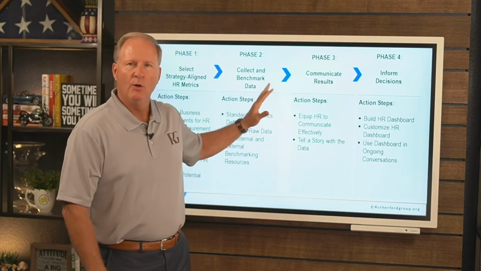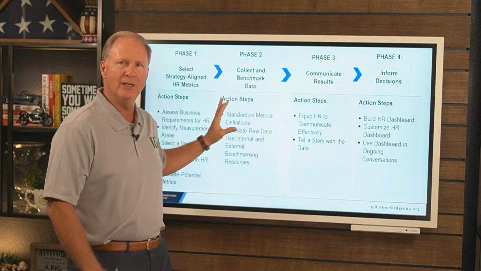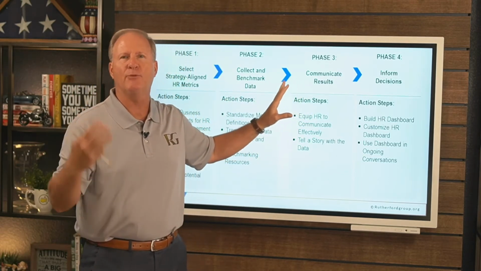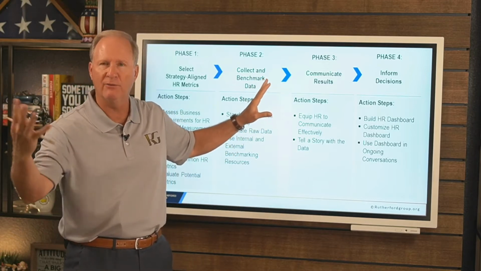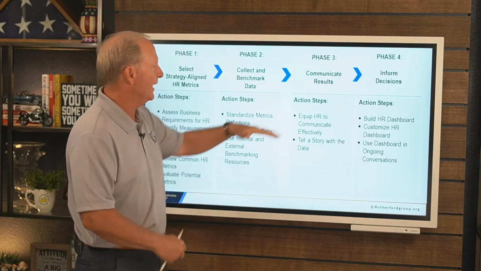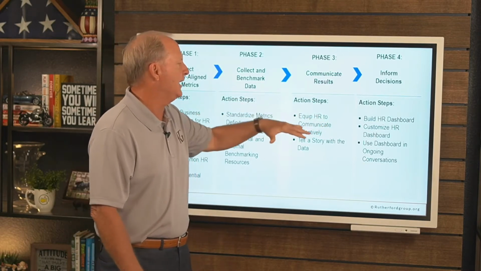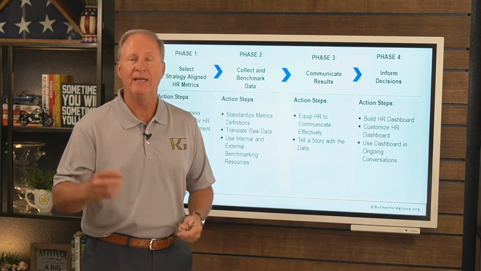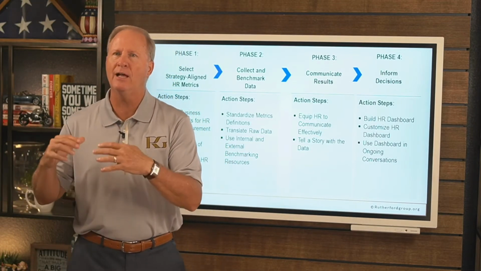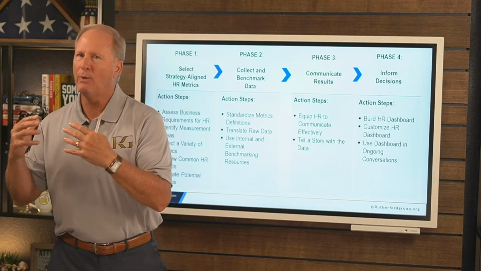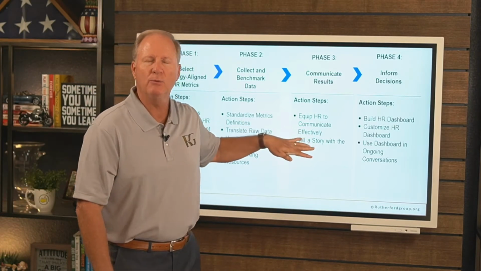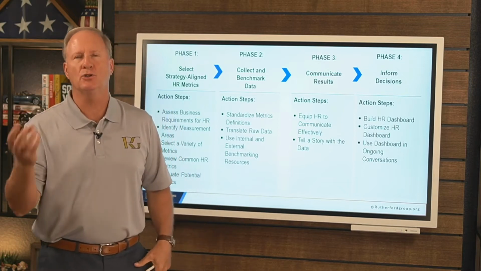But once you've got this foundation and you've got all those pieces in place, you can then begin to move into phase 3 and 4. And that would be communicating results and informing decisions. And here we want to be able to equip HR to communicate effectively, meaning that you're going to be talking a lot about the interpretation of analysis, the recommended actions, and how that's going to impact the business. That's really what you want to be able to do: tell a story with data.